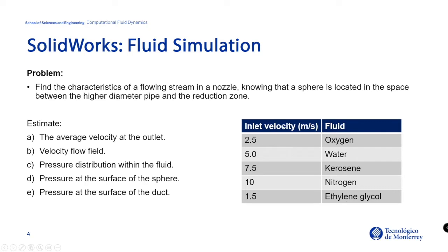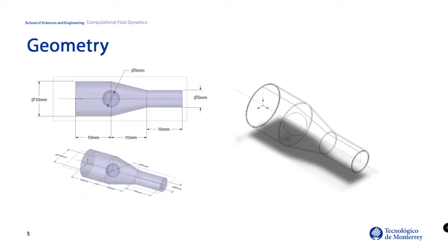The inlet velocity in the case of oxygen is 2.5 meters per second. In this case, we want to estimate the average velocity at the outlet. We want to display the velocity flow field and the pressure contours or distribution within the fluid. We also want to depict the pressure at the surface of the sphere and also at the surface of the duct.